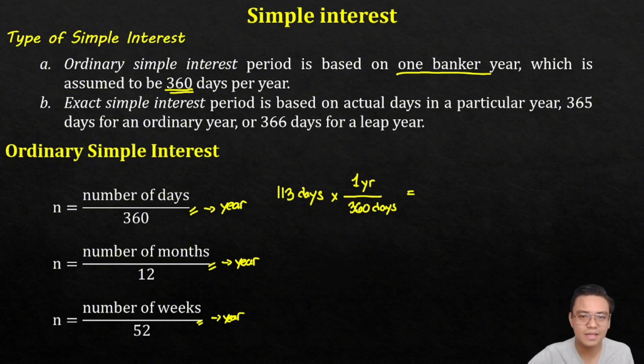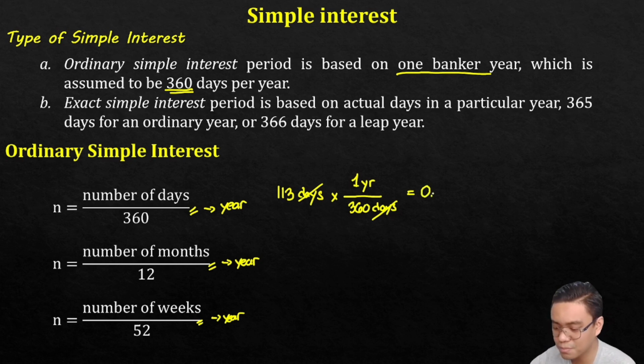So, ang 1 year natin is 360. So, you just cancel this one out. Let me just use my calculator here. Okay, where is my calculator? Here it is. So, 113 divided by 360. Ibig sabihin na to, yung isang year ko dyan is 0.314 years. Okay? So, that's the idea.